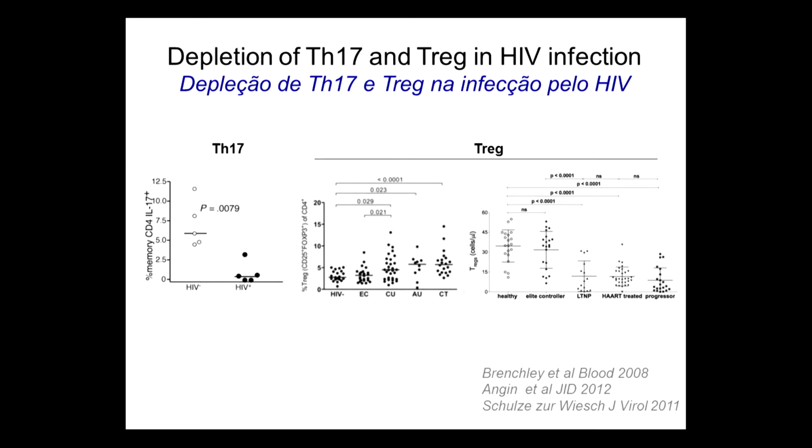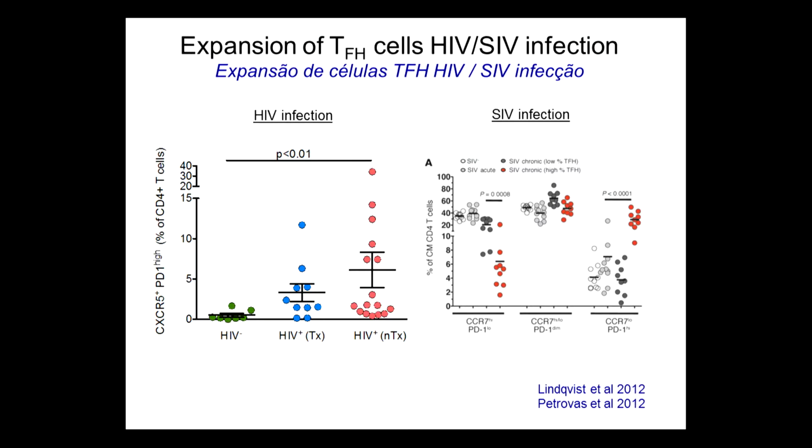Likewise, for the T follicular helper cells, we are not seeing a loss in the chronic phase of the infection, but a relative increase of the T follicular helper cells in chronic HIV infection. In SIV infection, the expansion of the T follicular helper cells is already starting in the acute phase of the infection.